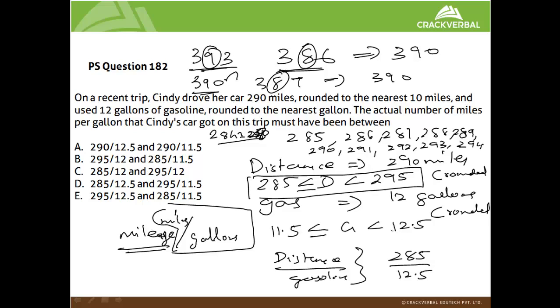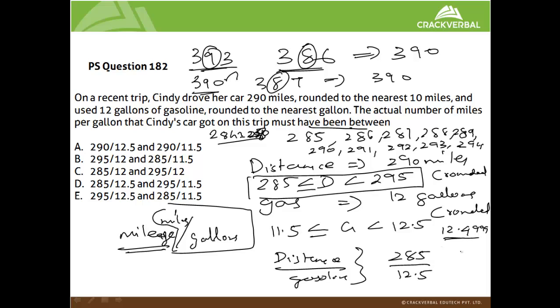If students question that 12.5 is not included, we can include 12.49999. So instead of writing 12.4999, we can use the approximate value 12.5. Since the question is asking between, all the options are between, not the extremes included, so you need not worry about it. So 285 divided by 12.5 will give you the least value.